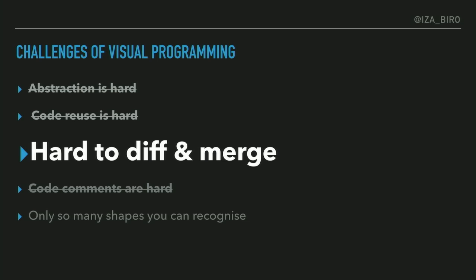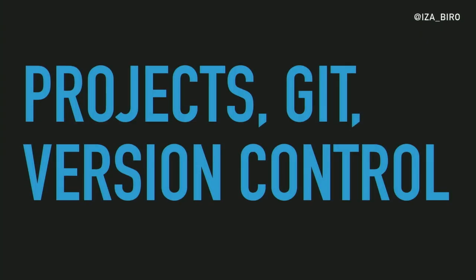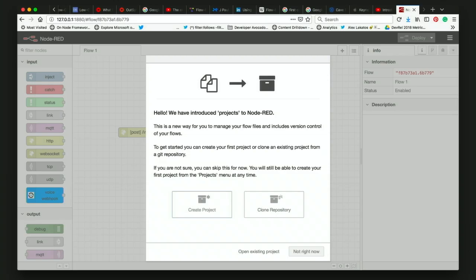Well, the good thing is that 2 releases ago, projects were introduced. You can enable them in your Node-RED application, and you have full Git integration. You get this pop-up when you first log in after you enabled it, and you can create project, clone repository, and you can follow all this.